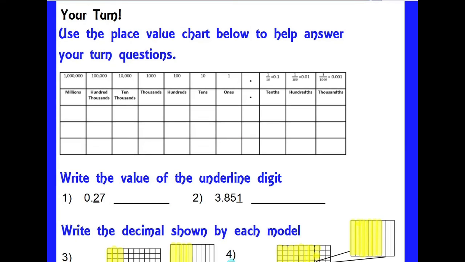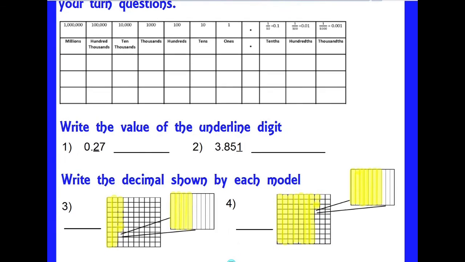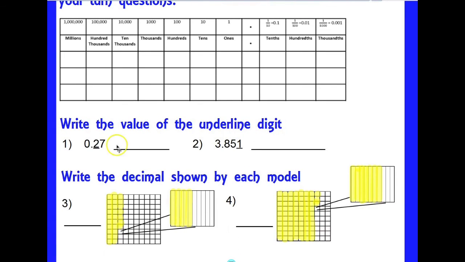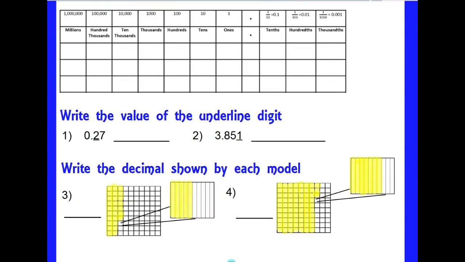The first thing that you're going to do is write the value of the underlined digits for 1 and 2. And then 3 and 4, you have 2 models that are shown, and you are going to look at the model and then write the decimal that is shown by each model. Make sure you have this information in your journal.